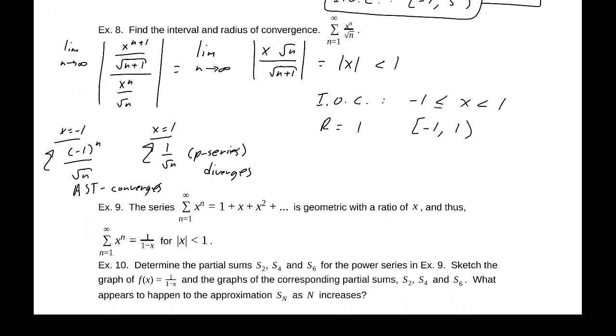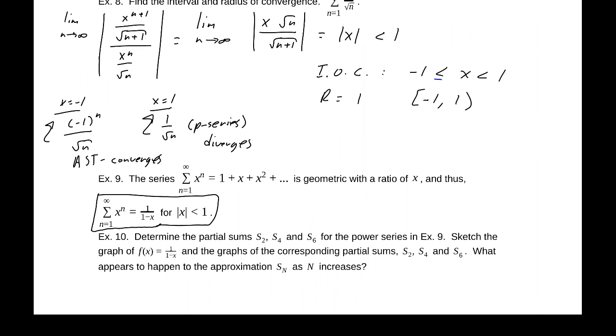All right. We've looked at this already, but it's worth bringing up again. This series, the infinite sum of x^n, is geometric, and by the definition of geometric series, it is equal to 1 over 1 minus x, as long as the absolute value of x is less than 1. So that infinite polynomial equals that function as long as the absolute value of x is less than 1.